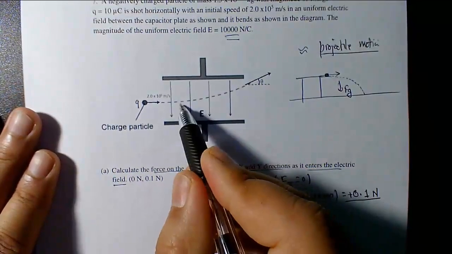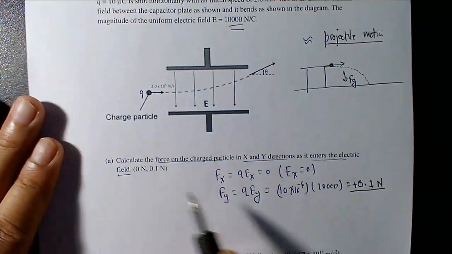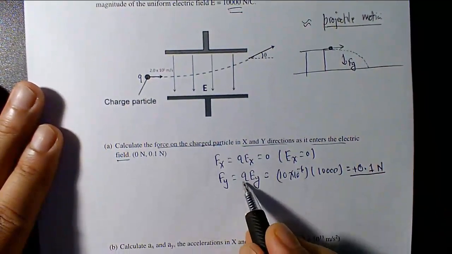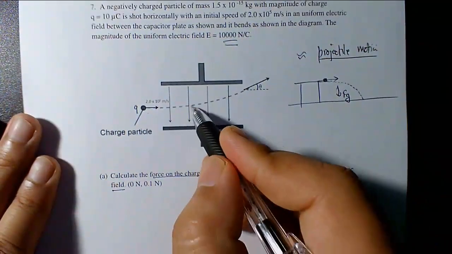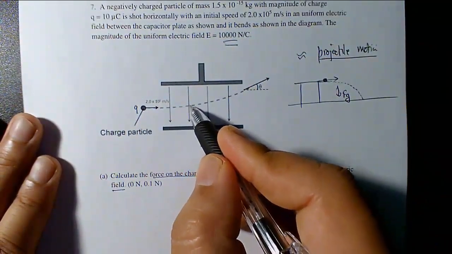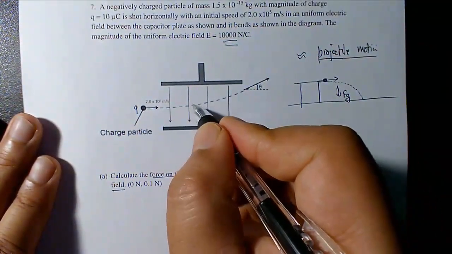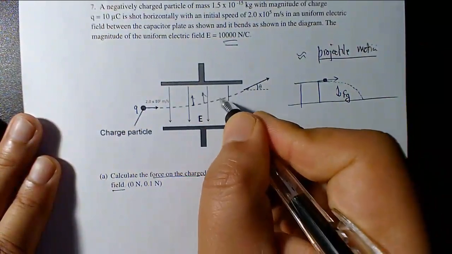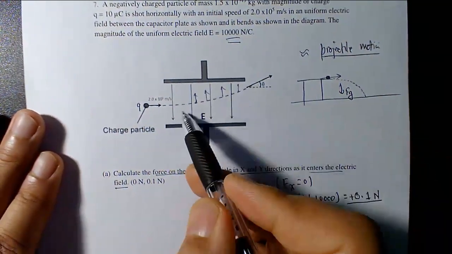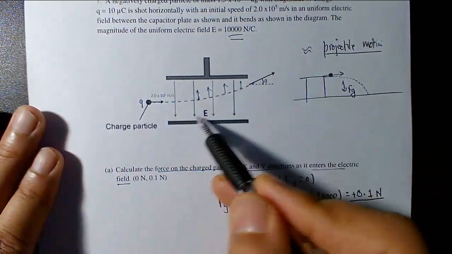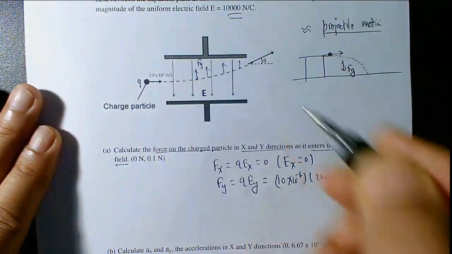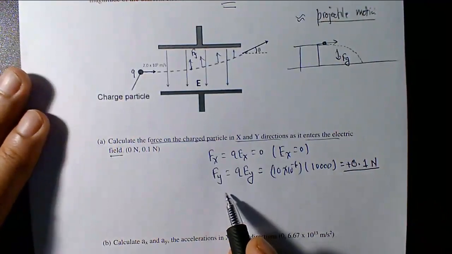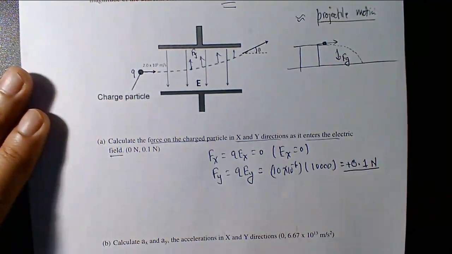That's the reason, since it's a negative charge but the electric field is down, the negative charge would feel a force in the opposite direction. So the force at any point is that way, a constant force. That's the reason it's been deflected upward. So that's the force, Fy, in the upward direction. That's the answer.